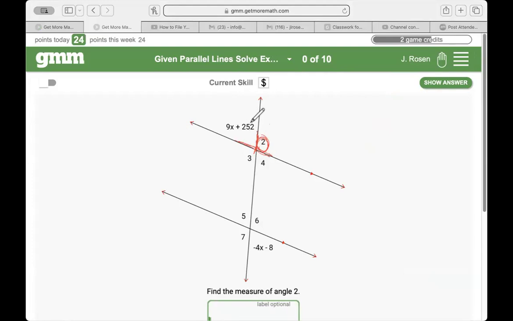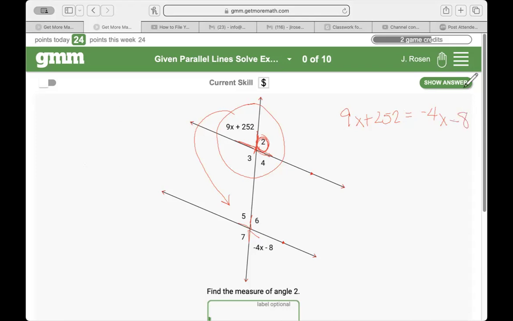However, we also know that if I group these, this one falls here, and then it's vertical, so that means that they're going to be equal to each other, right? So again, using all the information, 252 equals negative 4x plus, minus 8. My bad, be careful when you copy.